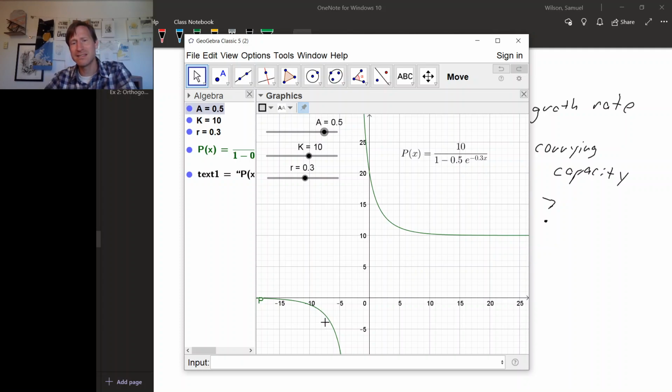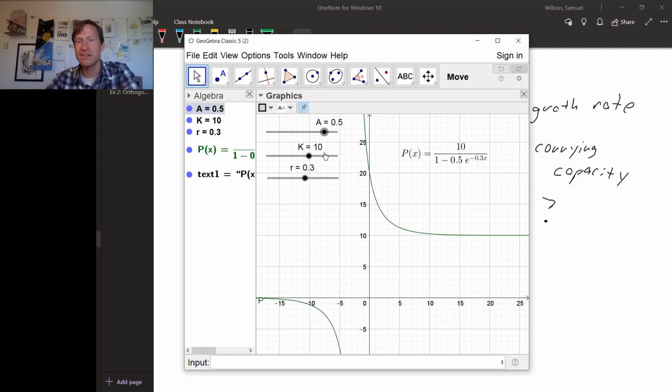You might think that this graph looks like a hyperbola, but it's actually not a hyperbola. It can't be because of the exponentiation that's happening. So that's what happens for positive values of A. We get these solutions that die off towards the carrying capacity.